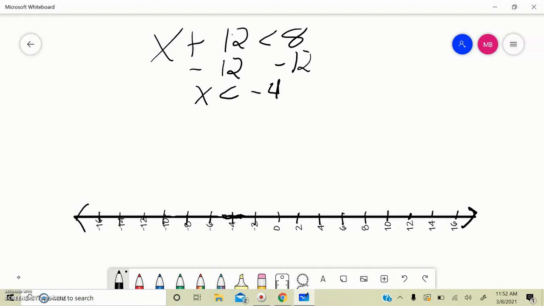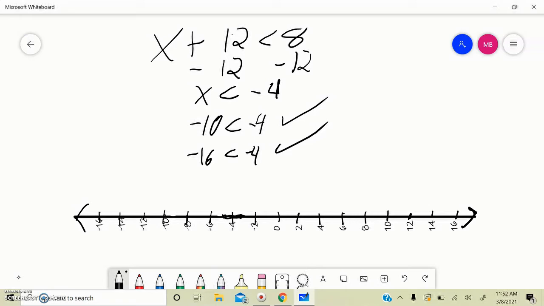Let's do negative 10 is less than negative 4. Is this statement true? Negative 10 is less than negative 4. Yes, that is very true. Okay, well, I want to do one more check before I commit. So I have negative 16 is less than negative 4. Is that also true? Yes. Awesome. So now I know where my line is going.